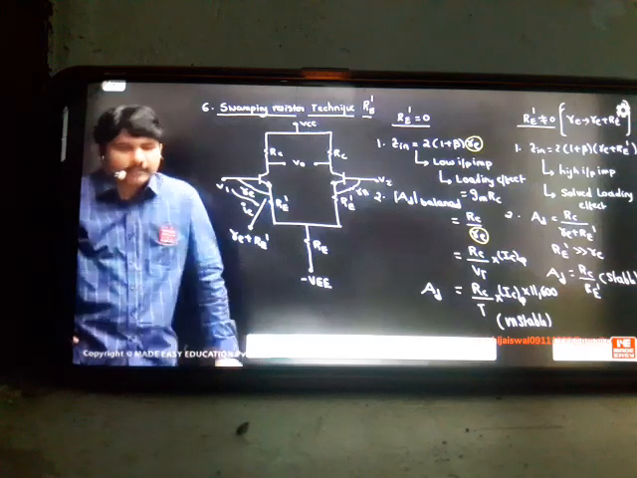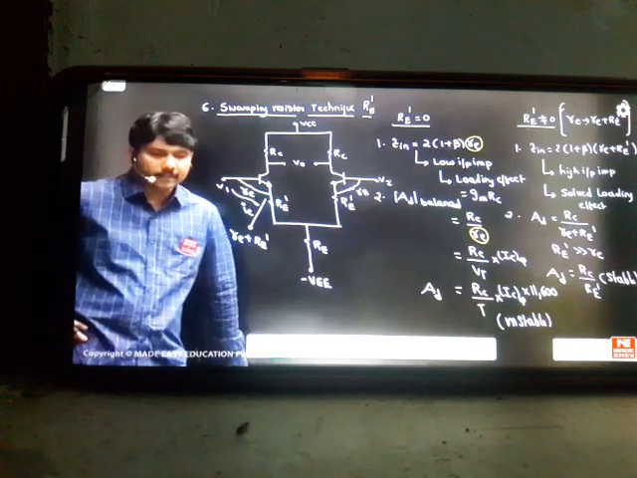Common mode means, now please remember these words, it is the unwanted thing. It's called common mode for us. Wanted is differential, unwanted is common mode.